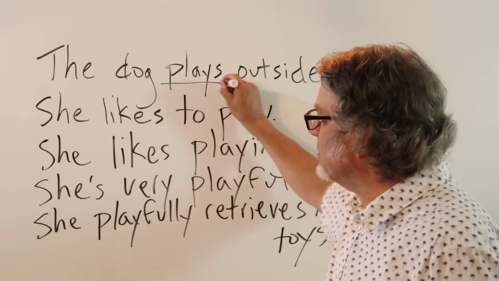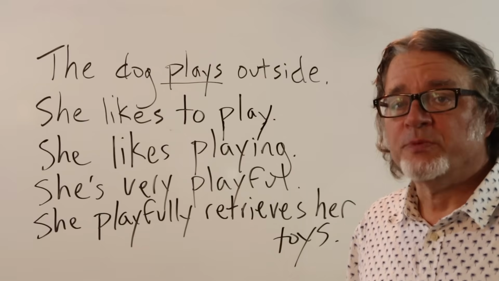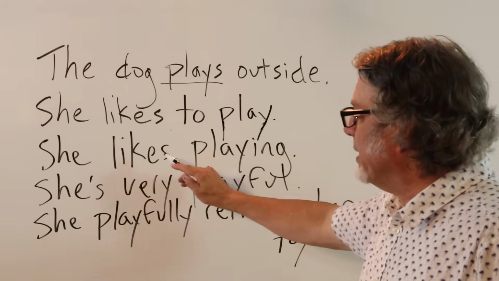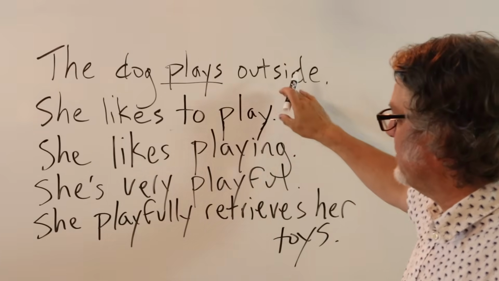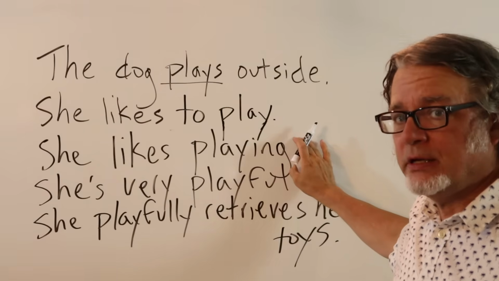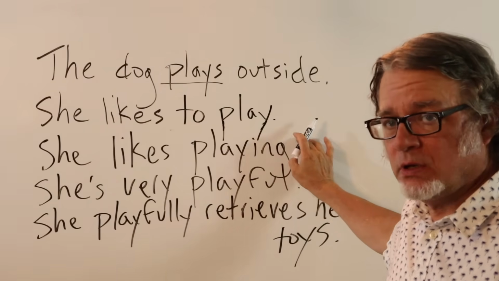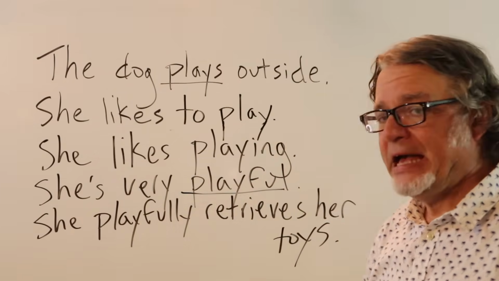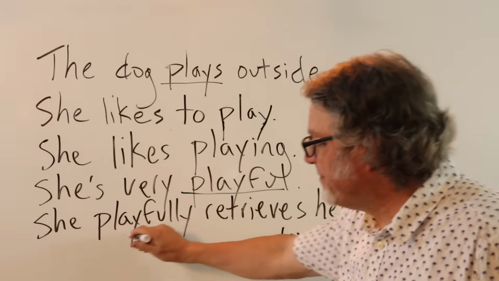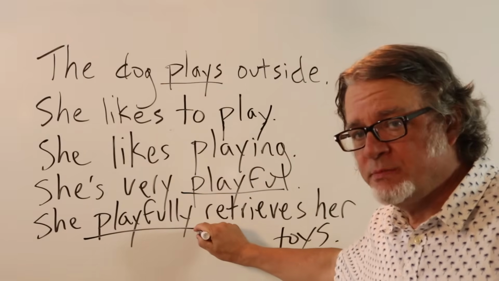The dog plays outside. Here's the verb. She likes to play, or she likes playing. In this position, here the infinitive and here the gerund functions as a noun. She's very playful. The word playful is an adjective, and playfully is an adverb.